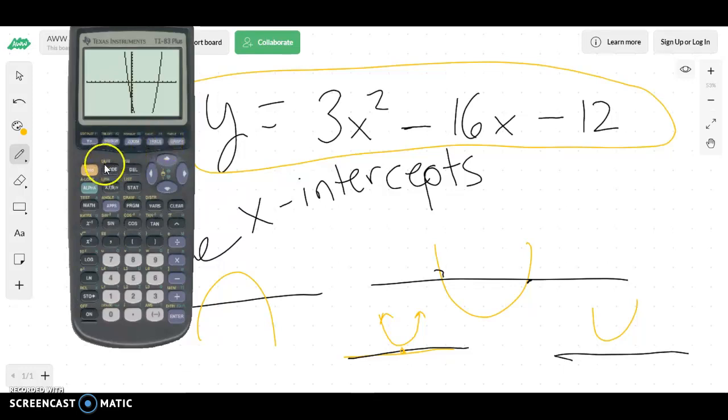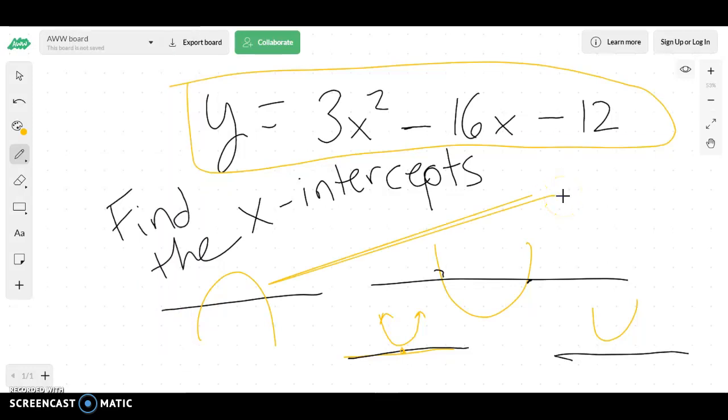And then what you do is you hit second trace. And we want to trace an intersection. Our first one would be that curve. Our second one would be our line curve. We'd hit enter. And we can see that one x-intercept is at negative 2/3 or negative 0.6 repeating. So, whoops, that would be one answer that I would have.